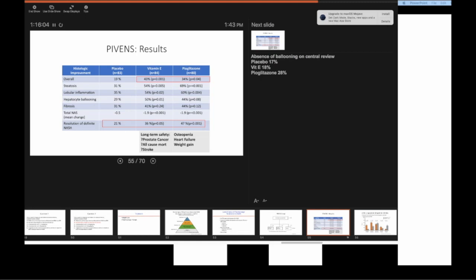Pioglitazone has issues with osteopenia, heart failure, and weight gain. We used to think there was an increased risk of bladder cancer, but that's been teased out, and that's not the case, is what the current data is showing us. And Ken Kuzi is a big user of the TZDs down in Florida, and he'll really push for them.